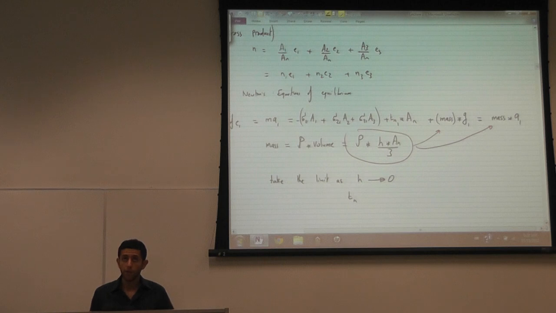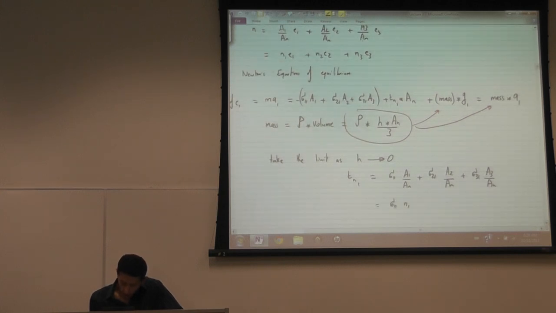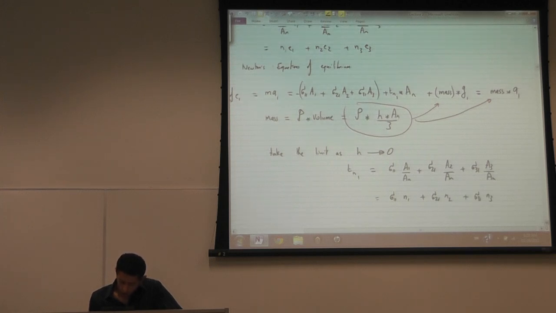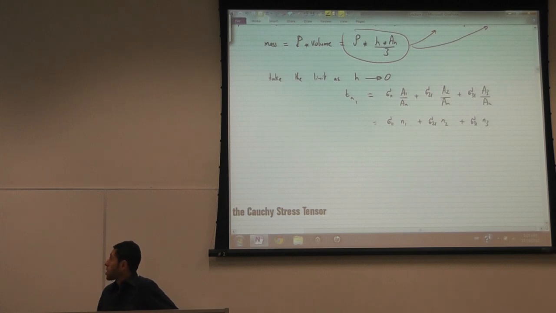you'll find that, even if the object is moving, the horizontal component of Tn is equal to sigma 1 1 A1 over An plus sigma 2 1 A2 over An plus sigma 3 1 A3 over An, which is equal to sigma 1 1 N1 plus sigma 2 1 N2 plus sigma 3 1 N3. So the horizontal component is equal to these components multiplied by N1, N2, and N3.